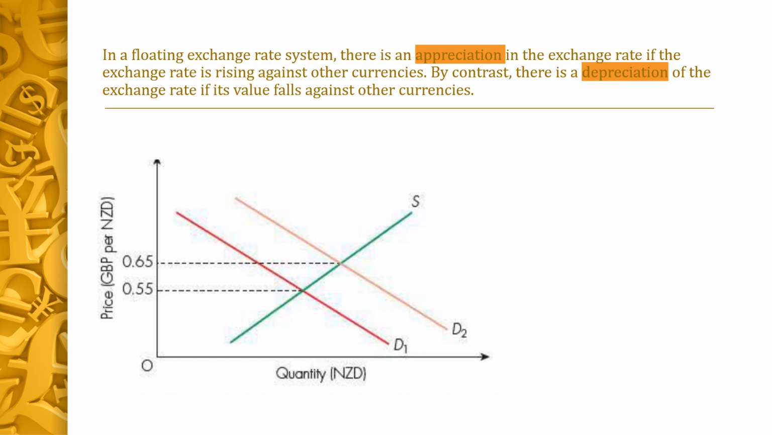In a floating exchange rate system, there is an appreciation in the exchange rate if it is rising against other currencies, so we are demanding more of that particular currency. In return, there is a depreciation of the exchange rate if its value is falling against other currencies or its supply is increasing. In other words, no one is demanding it.